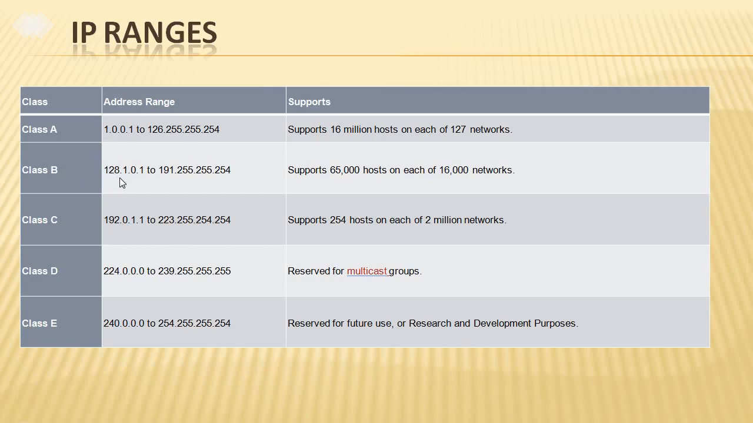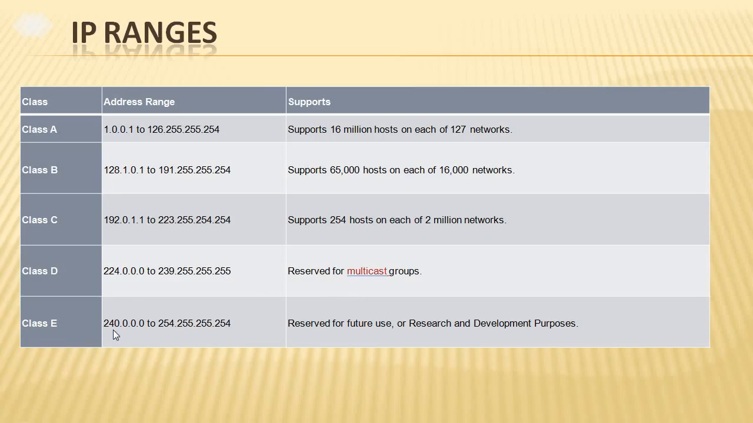Class B is 128 to 254. Class C is 192 to 254. It supports 254 hosts on each of 2 million networks. Class D is 224 to 255, which is reserved for multicast groups.